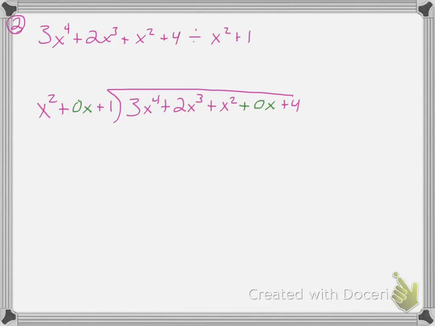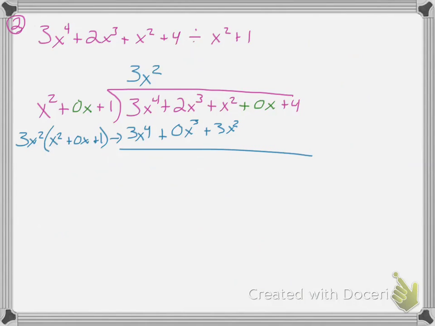Okay, and we're going to do the same thing. Let me move this down a little bit. Okay, so remember I'm looking at the leading coefficients. x squared, I need to multiply by something to get 3x to the fourth. So that's going to be 3x squared. And when I distribute that back through the divisor, this becomes 3x to the fourth. 0 times anything is 0, so I have 0x to the third. Now that's just going to be 0 plus 3x squared.